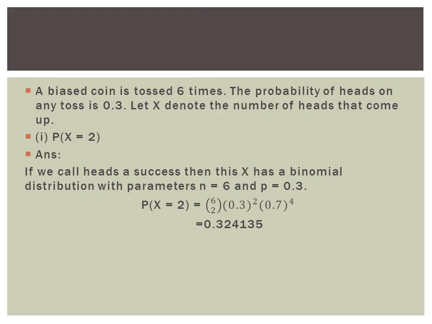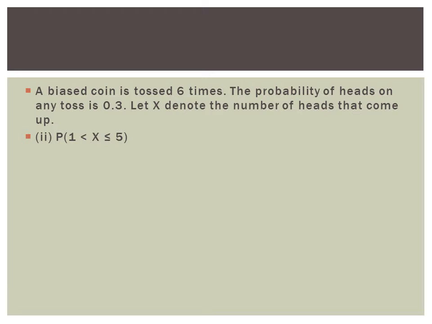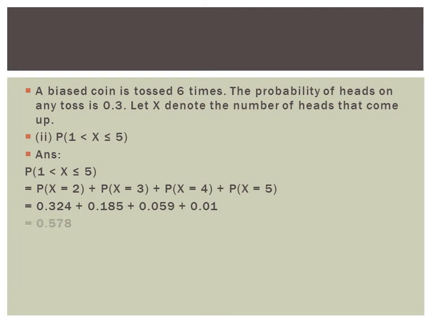0.324135. And the second part, the probability of x larger than 1 and less than or equal to 5, is the same as the summation of probability of x equals 2 plus probability of x equals 3 up to x equals 5. And using our calculator, we can find out the result is 0.578.